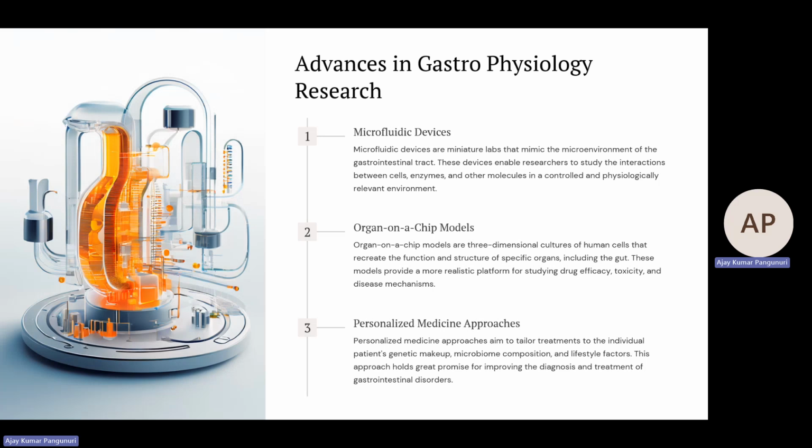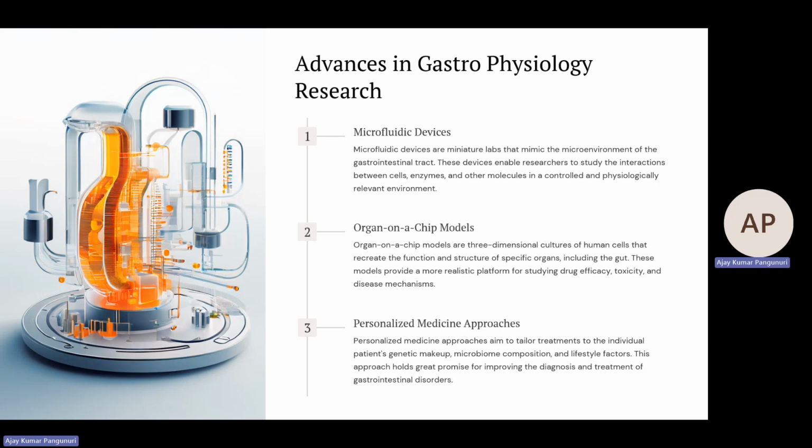Organ on chip models. Organ on a chip models are three-dimensional cultures of human cells that recreate functions and structures of specific organs, including the gut. These models provide a more realistic platform for studying drug efficacy, toxicity, and disease mechanism.